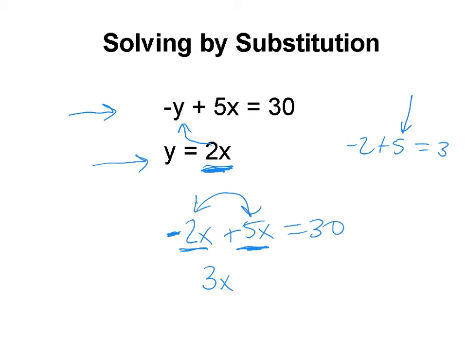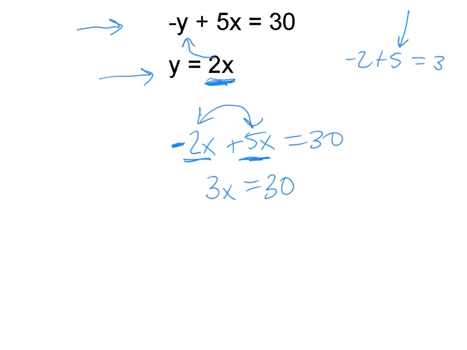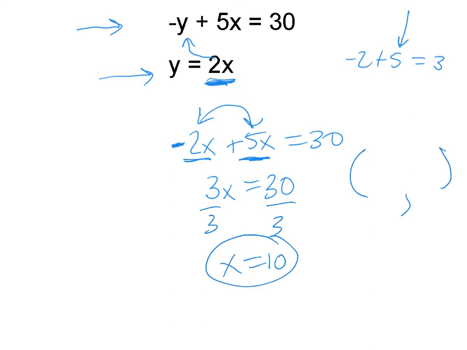I can combine them because they have the same variable, right? 3x equals 30. Okay, and then I can divide by 3 to finish it up. So I get x equals 10. Okay, now remember your full solution should be written like this. Okay, y equals 2x. So if y is 2 times x, what would y actually be?